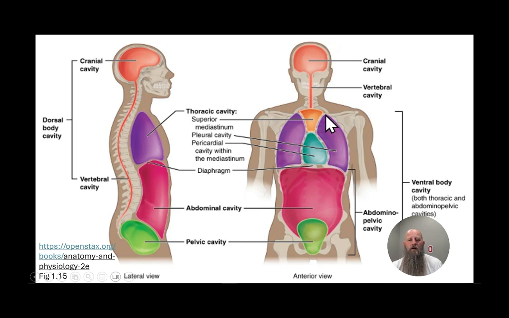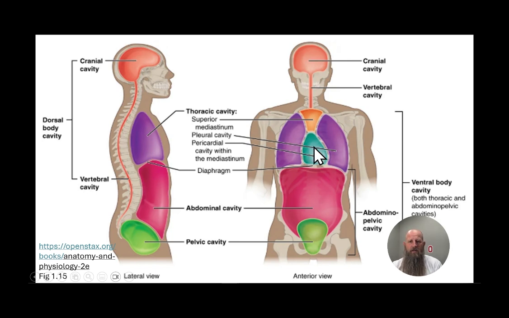So if we start up here, the thoracic cavity, your chest cavity, is subdivided into multiple smaller compartments. You have the pleural cavity, which houses the lungs. So you have a right pleural cavity, you have a left pleural cavity. And then the space in between them, so you have a cavity here, you have a cavity over here, right? The space in between is the mediastinum. So this is your mediastinum here. So here you have the superior mediastinum, here you have the inferior mediastinum.